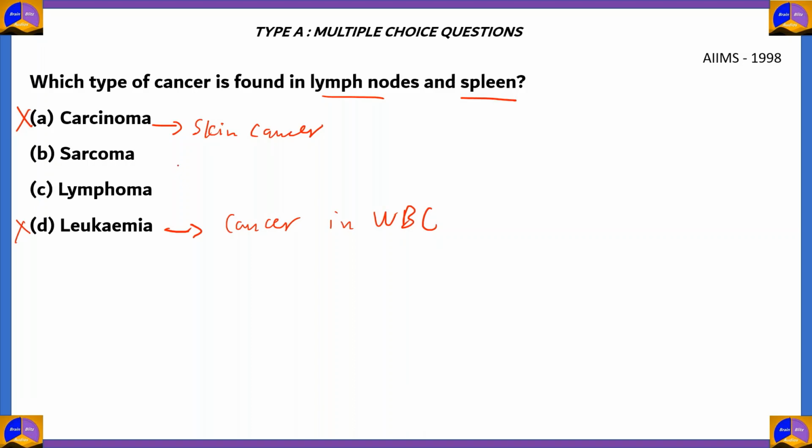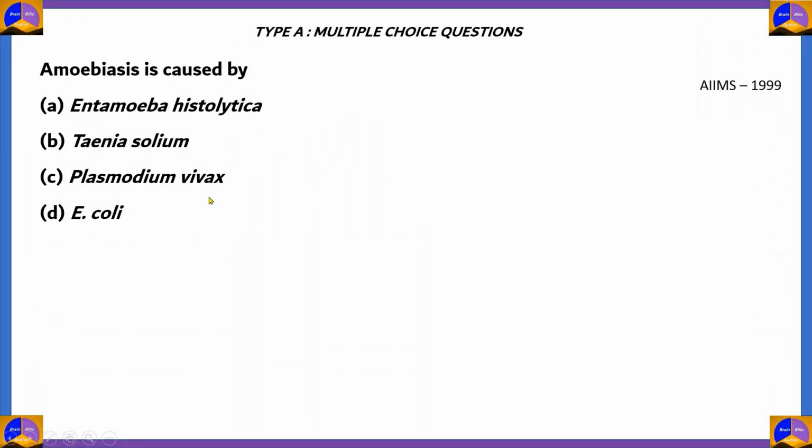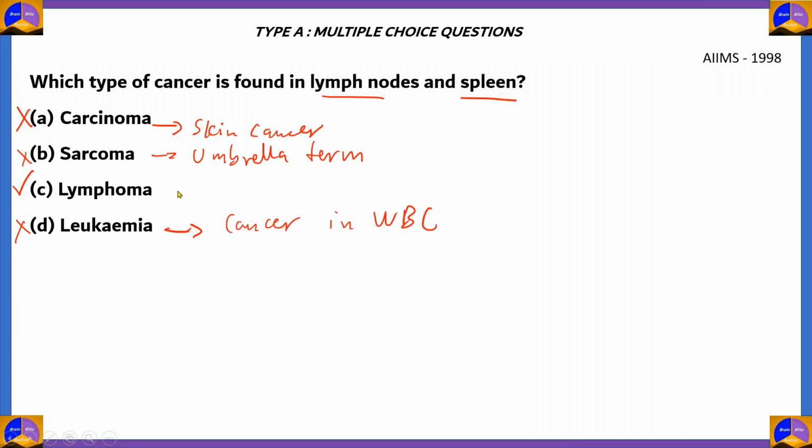Option B, sarcoma. Now this term sarcoma is an umbrella term. Now that means this is used for many kinds of cancer, such as bone cancer, but they do not include the cancer found in lymph nodes and spleen. So option B is incorrect. The right answer is option C, lymphoma. Lymphoma means cancer in the lymphs. So since lymphs are found in the lymph nodes, so option C, lymphoma, affects the lymph nodes and the spleen. So lymphoma is the type of cancer found in lymph nodes and spleen.